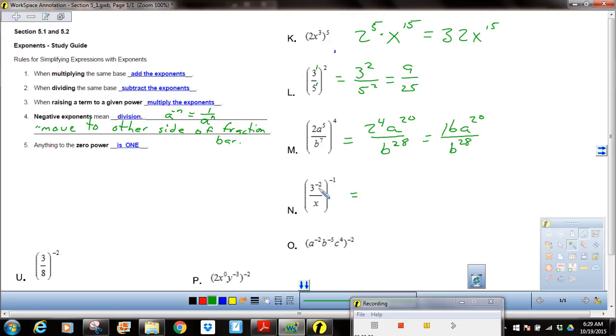3 to the negative second raised to the negative first. You will multiply the exponents. We end up with 3 to the second power on top, and we have x to the negative 1 on bottom, because 1 times negative 1. We don't want to leave the bottom with a negative exponent, so I'll move this x to the first to the top and make it positive. And now I simplify. 3 to the second power is 9x.